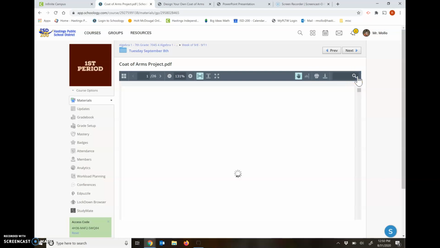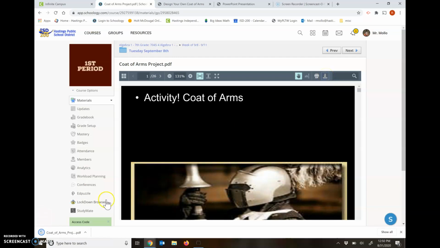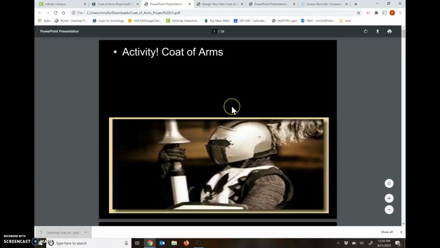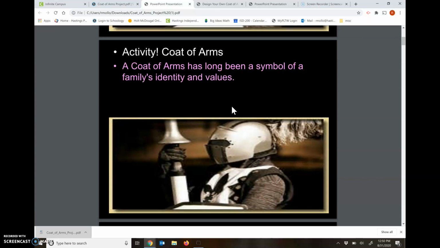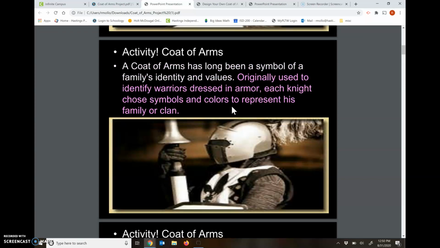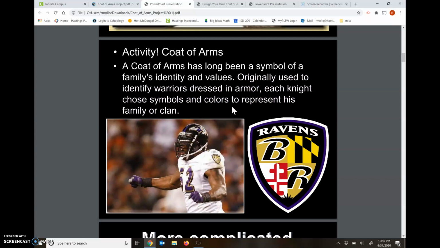I'm going to download this to make it easier. Okay, so a coat of arms is a symbol of your family's identity and values. It was originally used so that you could identify each warrior, so it kind of had a shield on it. This way you knew who it was. So here's an example. If you were Ray Lewis for the Baltimore Ravens, he has some purple and black on there. And he also has his college color, so things that are important to him.